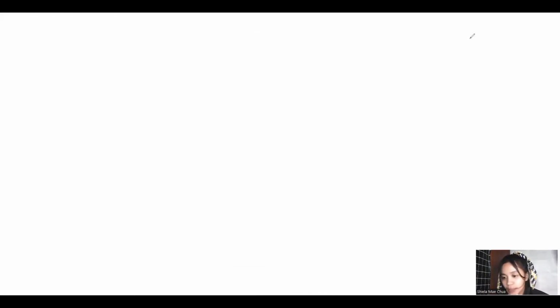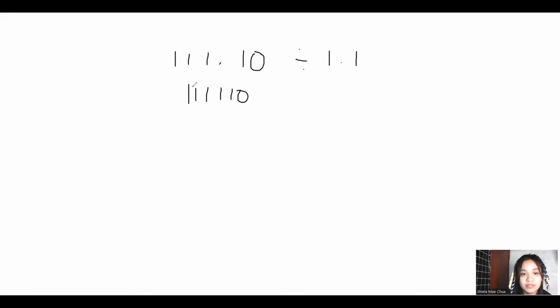Now, let's proceed with binary division involving a fractional binary number. So our first example is 1, 1, 1 binary point 1, 0 divided by 1 binary point 1. So, in dividing a fractional binary number, we will just ignore the binary point. So it will become 1, 1, 1, 1, 0 divided by 1, 1.